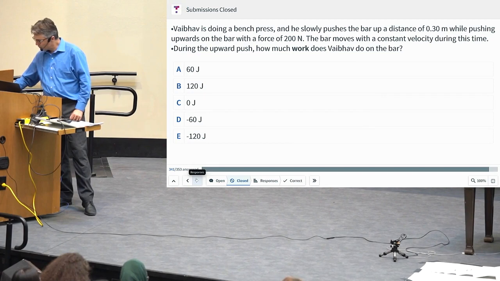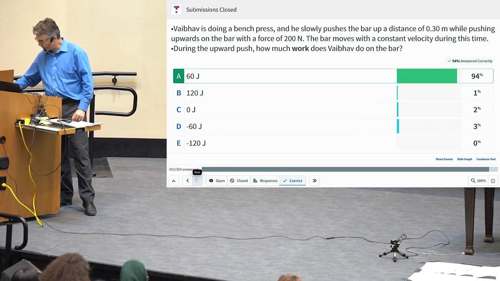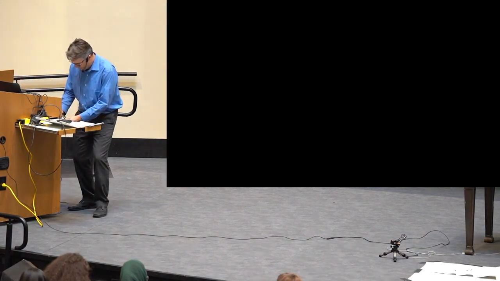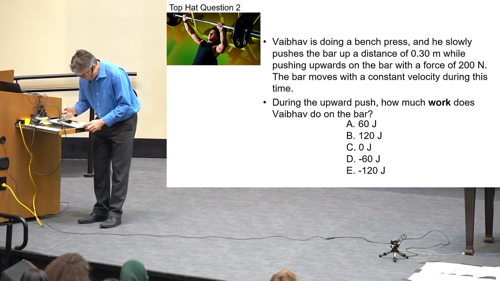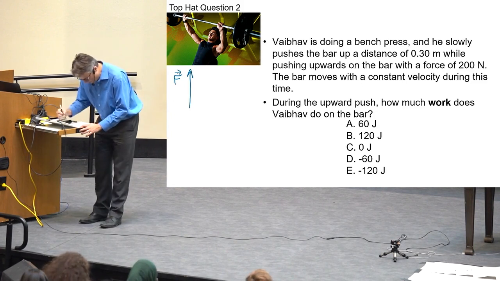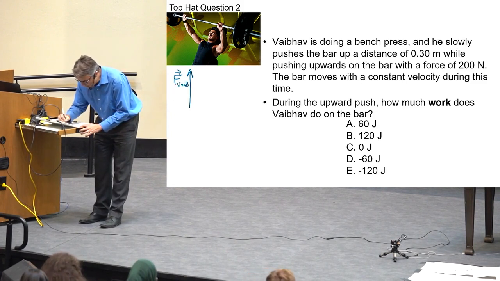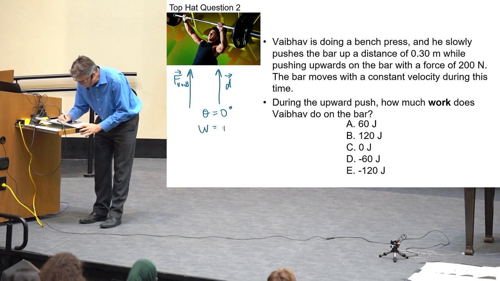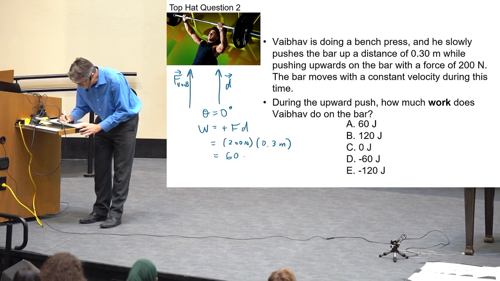Survey says 60, positive 60, which I like. See if this works out. Basically, the idea here is that this force of, I guess, V on B is up, and the displacement is up. So theta is equal to 0 degrees. So the work is just plus F times D. It's just 200 newtons multiplied by 0.3 meters. Newtons times meters turns out to be a joule. And it's 60 joules, and it's a plus number.